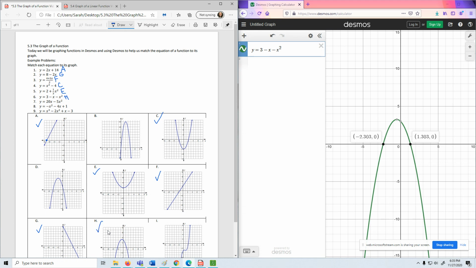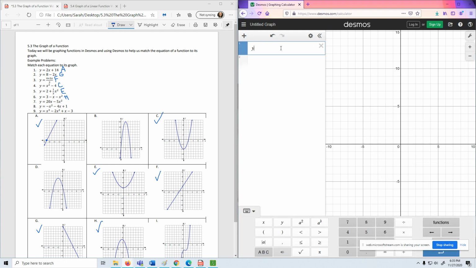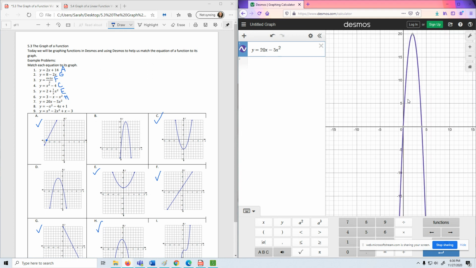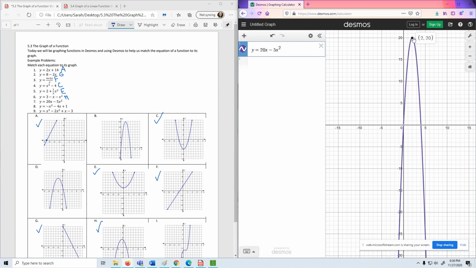You could have also looked at this top point here, the vertex, which is the very middle point, negative 0.5, 3.25, which also matches up with H. Number 7, y equals 20x minus 5x, again, squared here will get me a squared. This one, I want to be able to see the whole parabola, so you can zoom in and zoom out just like you do with any other app. And I can see that the top of my graph here, the vertex, that very middle point, is at 20, which is exactly what we see happening in letter B.